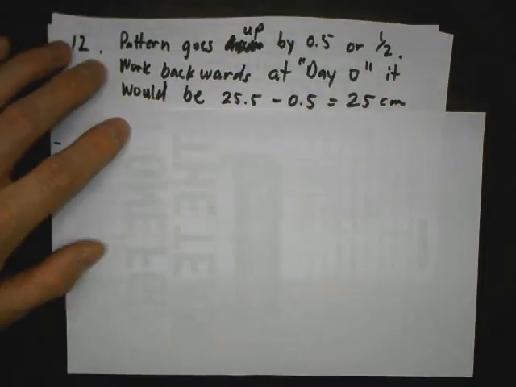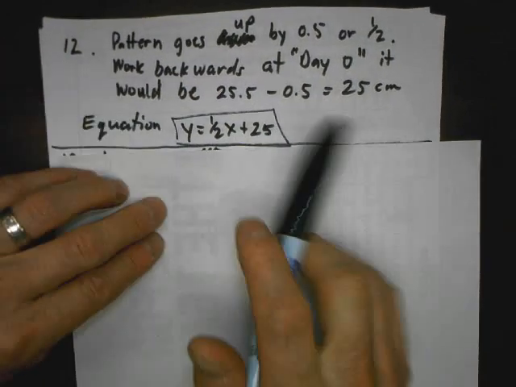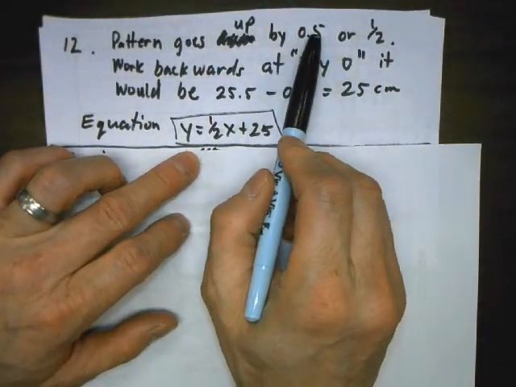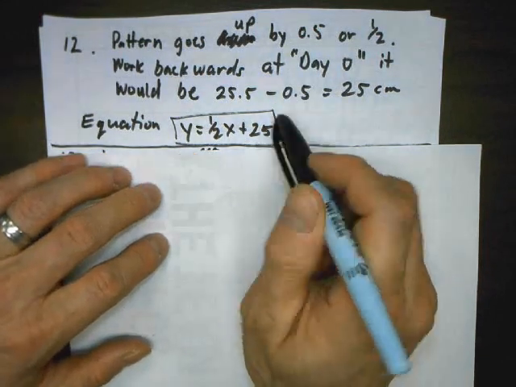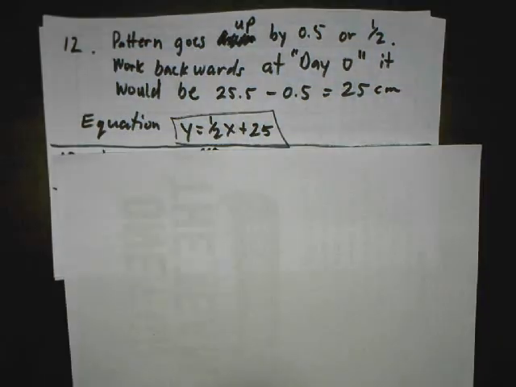And the reason I need that is because if I want to write an equation for a line, I need two things. I need the slope, which is 1/2, because it's going up 1/2 or 0.5 every time. And I need my starting point, or I need to know when x is 0, what's y. So that's how we get the equation.